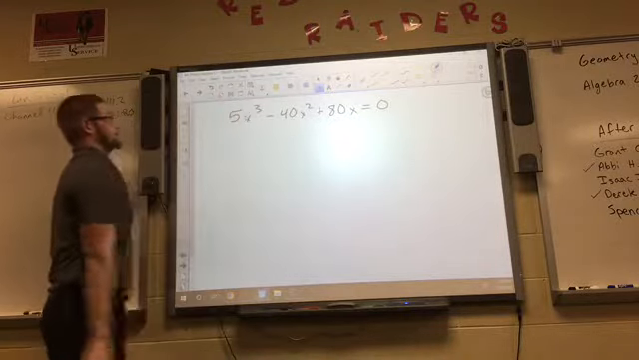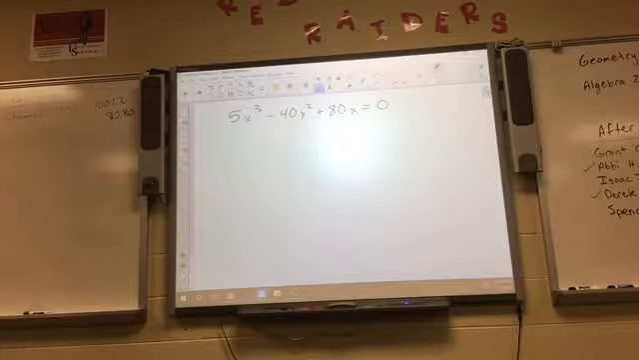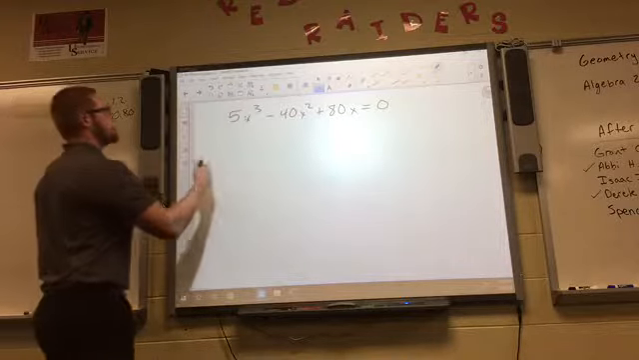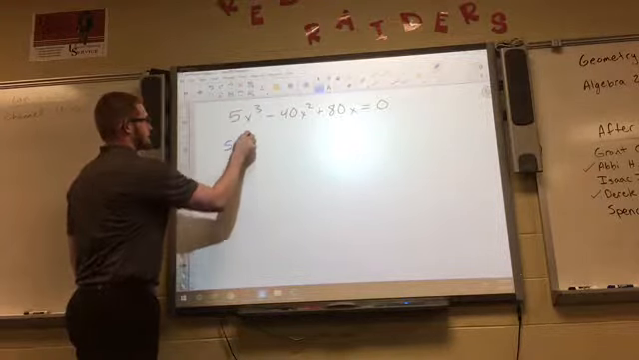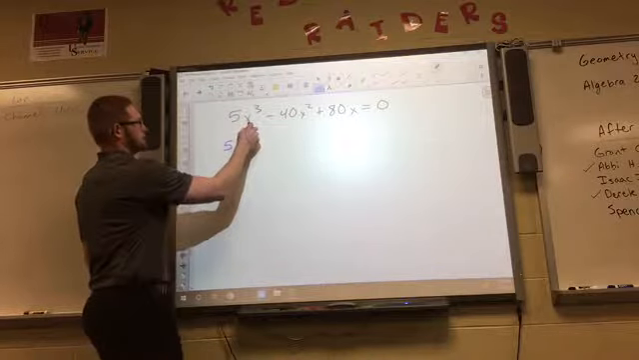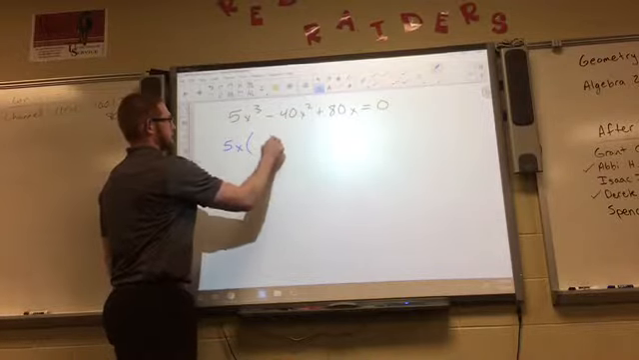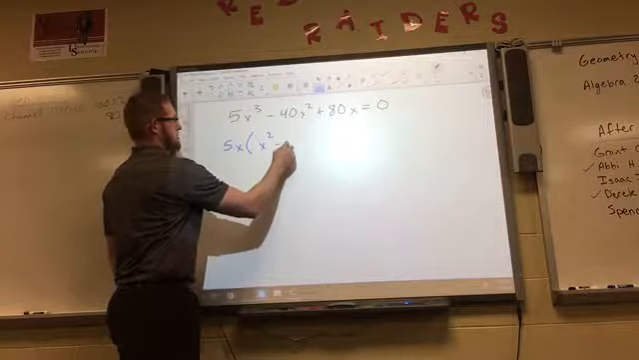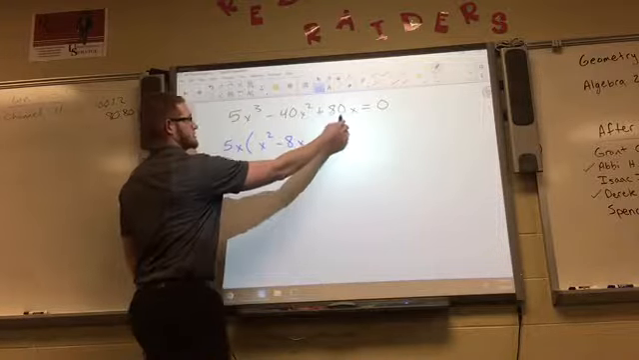What do I have to do to factor this? Take out what you can. See if there's anything you can take out of all of it, which would be a 5x. So I take out my 5x. I'm left with x squared minus 8x.